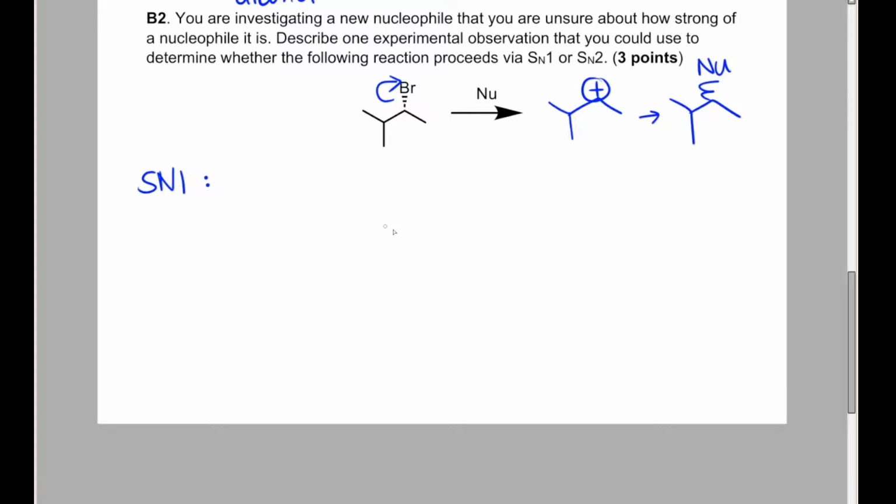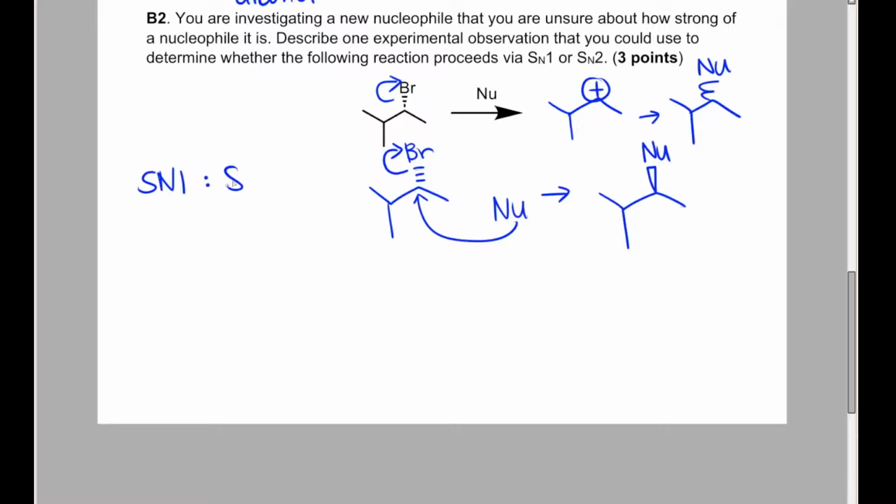Whereas in an SN2 reaction, it's a one-step concerted mechanism. So rather than the leaving group leaving first, the nucleophile will simply attack the carbon from the less hindered side, and then the leaving group will leave. And because it has to attack from the less hindered side, since the leaving group is still bonded to the carbon when it reacts, it's not going to scramble. It's going to give us an inversion of stereochemistry like this. So this is pretty important because this is the main way we can test to determine whether the reaction will proceed via an SN1 or SN2 mechanism.